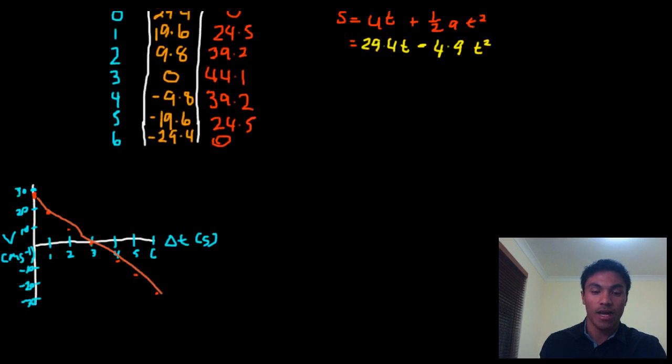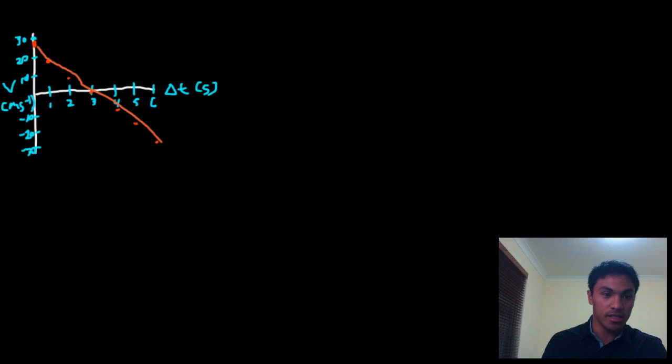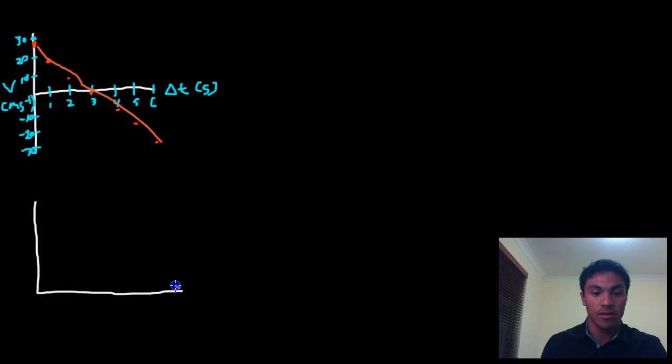So if we graph that, if we do a displacement, okay, so we have a displacement by time. We'll do time 1, 2, 3, 4, 5, 6, and our highest displacement was about 44.1, wasn't it? So let's say that is 50, 40, 30, 20, 10. And this is going to be our displacement in meters.